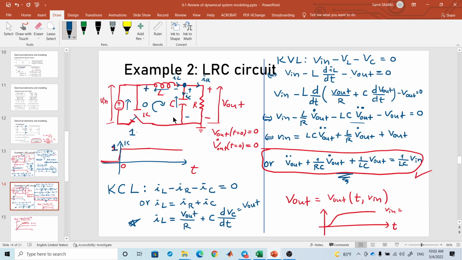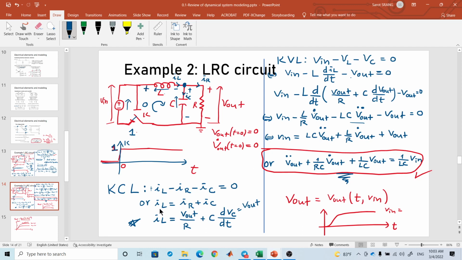For the LC circuit, you can apply Kirchhoff's current law at this node. Current IL equals the sum of the currents IC and IR. If the current direction is into the node, you use a plus term; if it's out of the node, you use a minus sign. So the sum of all currents going into the node is zero, right?